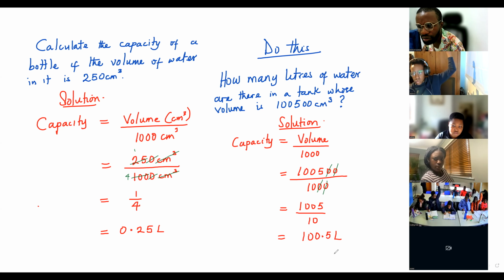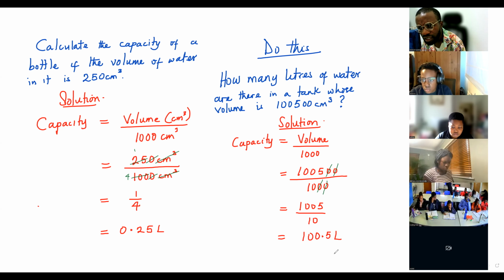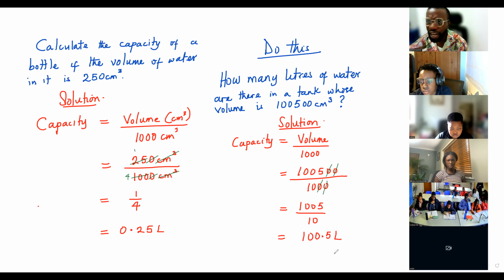Okay, okay. Reese, what did you get? 1,050. 1,050. Oh, you did not divide properly. Okay.